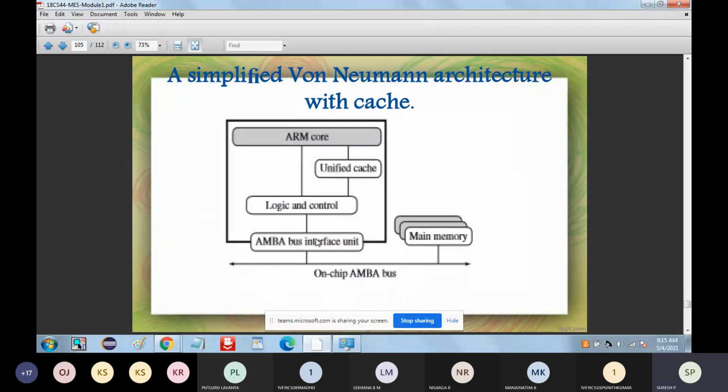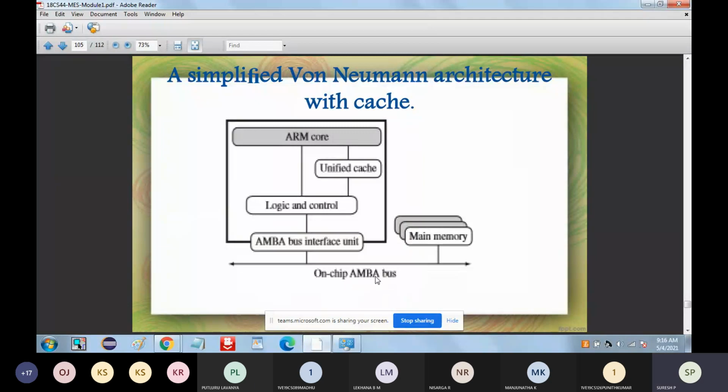So this is the interface through which the logic control and the ARM core are going to interact with the main memory. Your ARM core is going to interact with the memory with the help of the on-chip AMBA bus. On-chip means what? You have the IC, and inside that particular IC itself, this bus is residing. So AMBA stands for Advanced Microcontroller Bus Architecture.